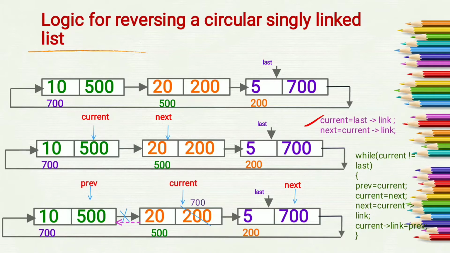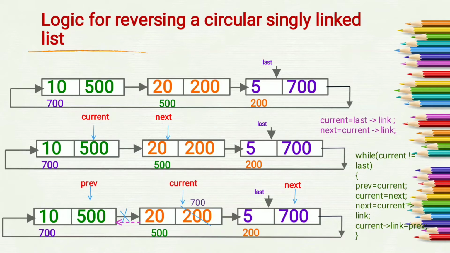First we have to store the address of the first node in the current pointer. We know that the link part of the last node contains the address of the first node, so we have to write current equals last arrow link. That means current is pointing to the node having address 700, and we have to point the next pointer to the node which is next to current, that means the node having address 500. So we write next equals current link.